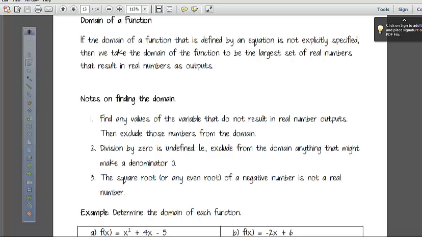Okay. Notes on finding the domain. Find any values of the variable that do not result in real number outputs. Then exclude those from the domain. When we talk about what's in the domain of a function, usually we start by considering what does not work. That's what this is. Division by 0, of course, is undefined. In essence, exclude from the domain anything that might make a denominator 0. The square root or any even root of a negative number is not a real number. Okay, so for now we're going to exclude those as well.